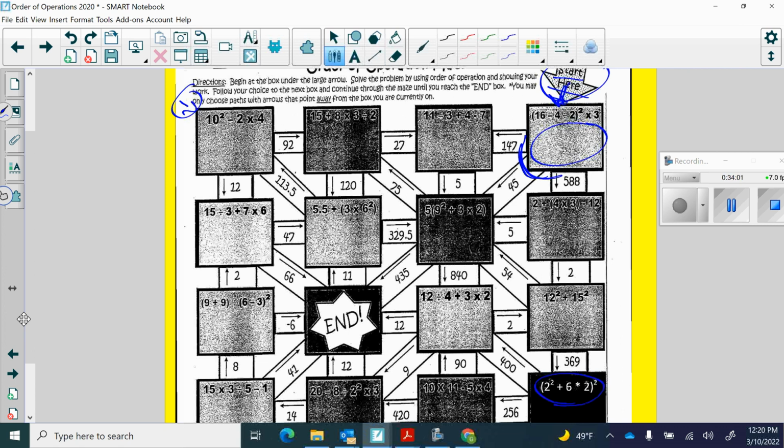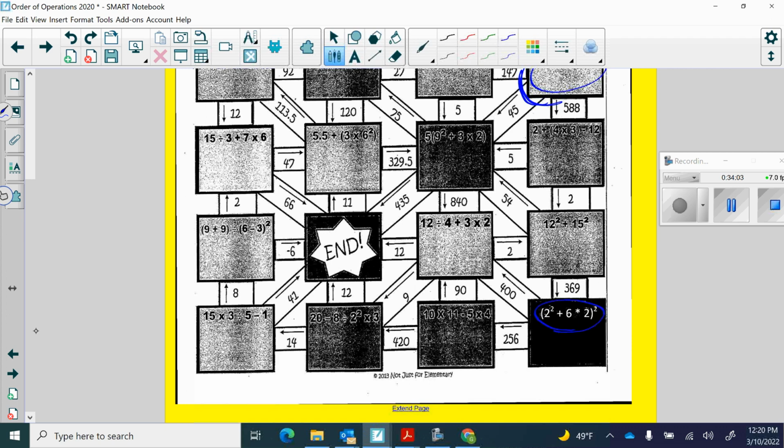The one that's hardest to read, I actually redid in pen for you, is this one right here, 2 to the second power plus 6 times 2, and then the entire quantity is squared. Okay, so I wrote it in pen below that box for you, so you should be able to see it on your homework. But just in case you can't, you can always come back to the video and take another look at it. Any questions on your homework? Okay, so you're just going to go around the maze until you get to the end, which is in kind of a funky place as well in the middle. So you guys are set.